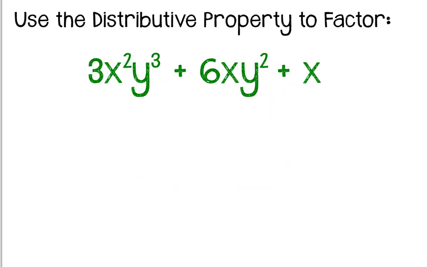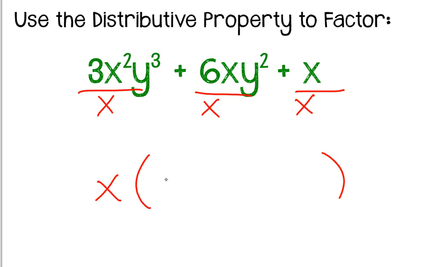All right, one more. Coefficient of 3, coefficient of 6, coefficient of 1. Well, 1 is my lowest coefficient, and dividing by 1 doesn't do anything, so I'm not even going to bother writing it. They all have x's, and this is the smallest x, so that's the most I can divide by. They don't share any other variables in common. So my factorization will be x times 3xy cubed plus 6y squared, and be careful here, plus 1.